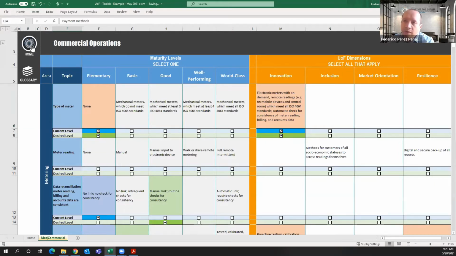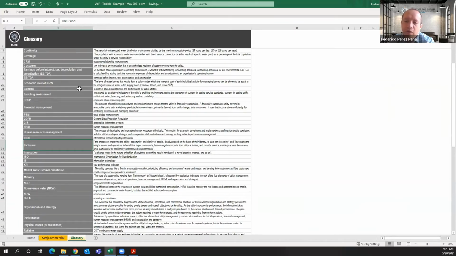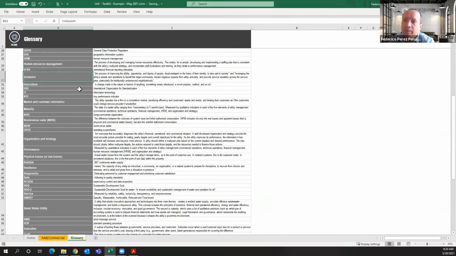Here you will find the home button again and the glossary. If you have any question related to some concepts, you just have to click on the glossary, and you can find here the different concepts that we use in the tool.